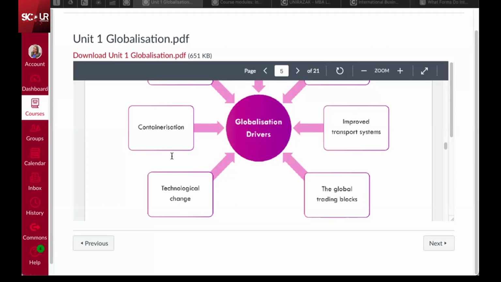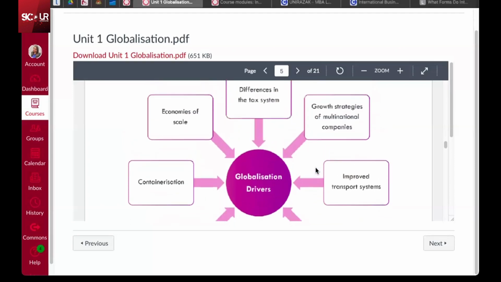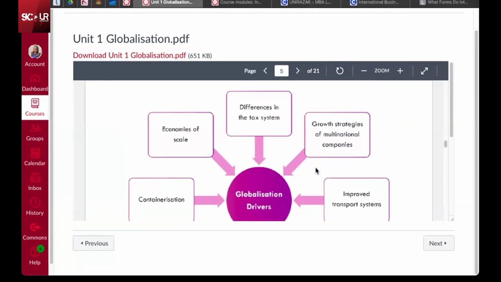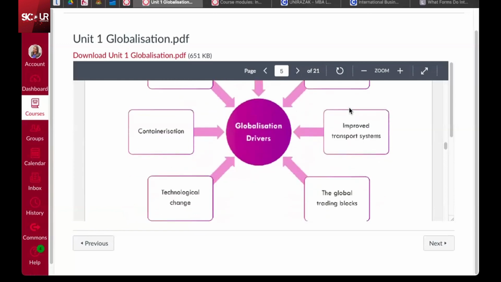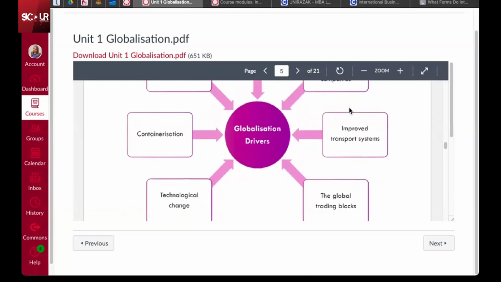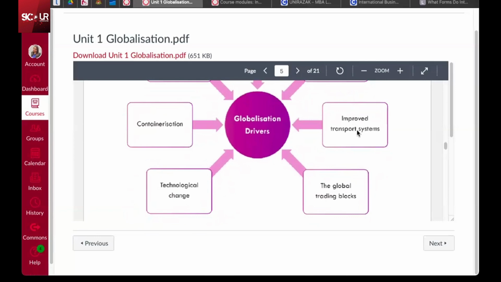but it is actually a very good place for other countries to do business here, because we have strong regulations on international business. And another thing, we have covered the growth strategy of multinational companies, so improved transport systems. Another thing is technological changes, so the availability of technology, and then governance as well.